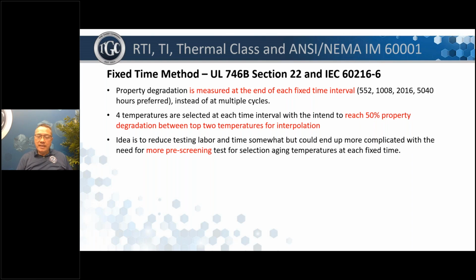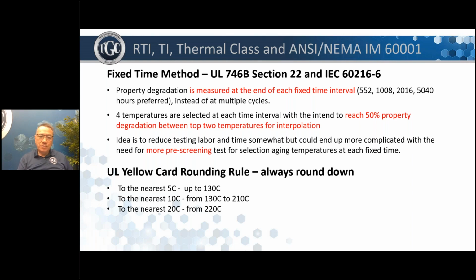The whole idea is that you should reach 50% property degradation between the two top temperatures, so that you can interpolate the 50% of the half-life. And what it does is that it ensures your test will be done in 5,000 hours. So in theory, it saves you some time, but in practice, you're probably not getting a lot of saving, because you have to do a lot of pre-screening to make sure that you select the temperature properly in order to satisfy those rules above.